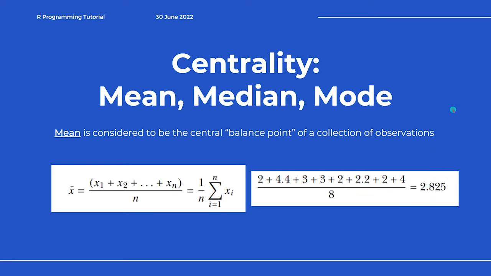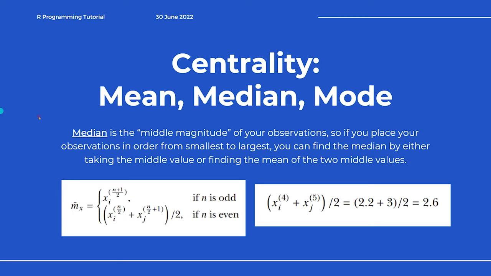That's the mean. The median is the middle magnitude of your observations. If you place your observations in order from smallest to largest, you can find the median by either taking the middle value or finding the mean of the two middle values. That's the definition of the median. But how will we get the median? This is a bit complicated based on the computations here, but I'll try to explain.